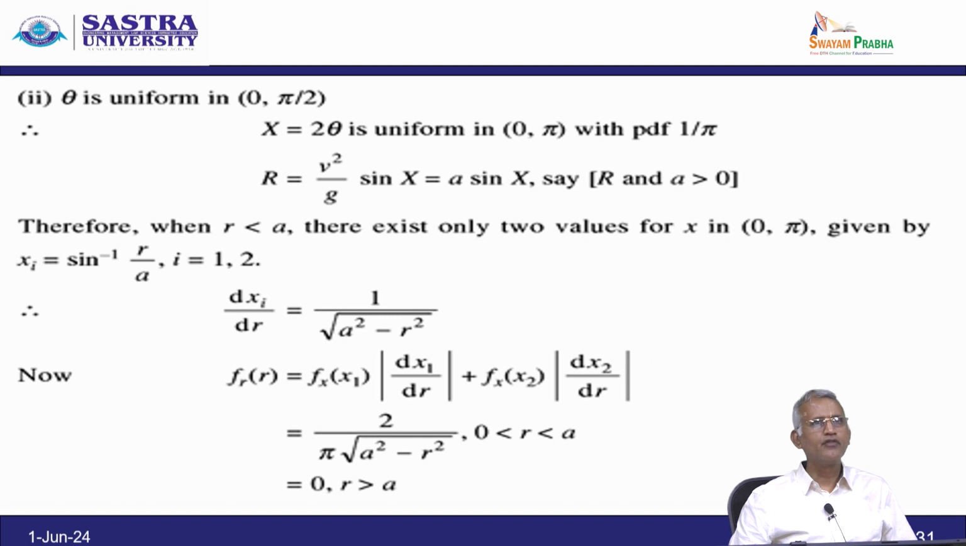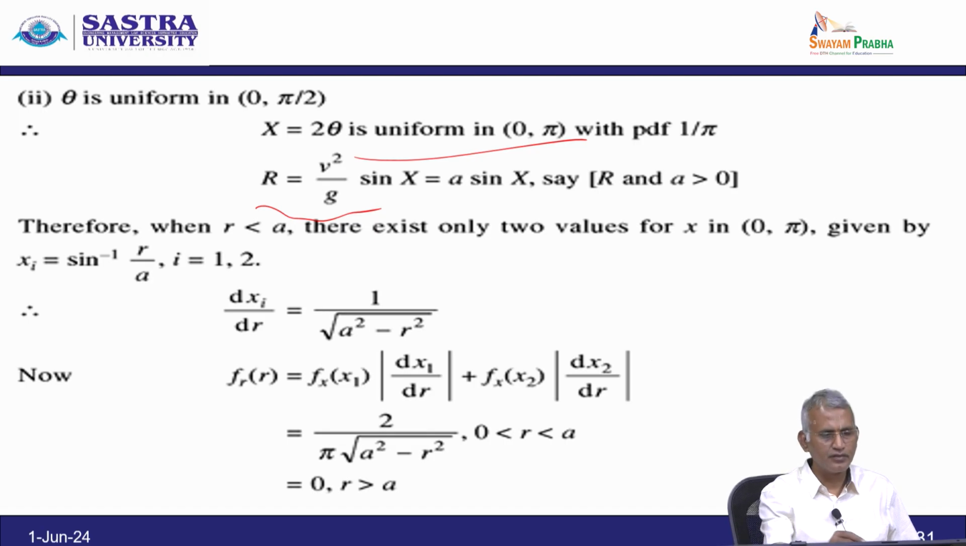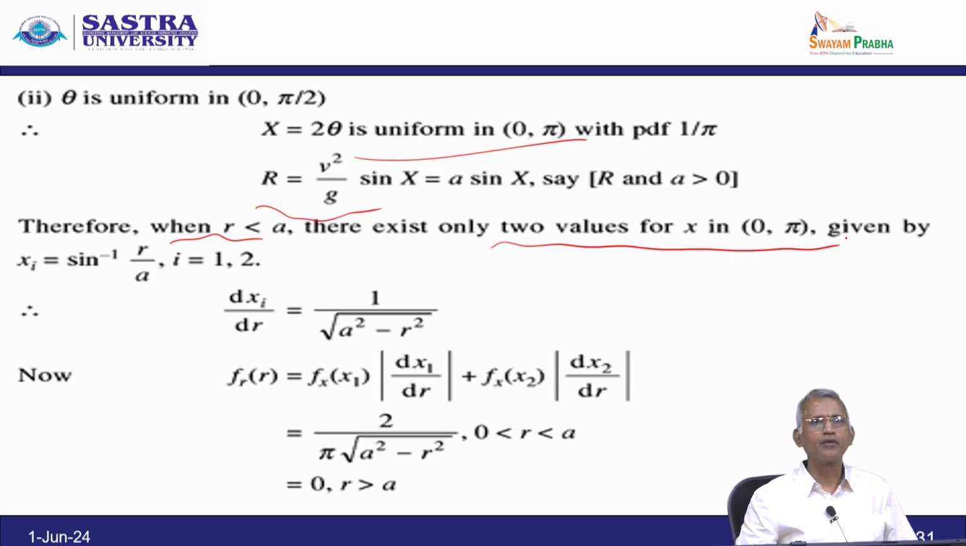If theta is uniform in the interval 0 comma 2 pi by 2, then x equal to 2 theta is uniform in the interval 0 comma pi, with the probability density function 1 by pi. When r equals v square by g of sin x, equal to a sin x, since r and a are positive, if r is less than a, there exist only two values of x in 0 comma pi, given by xi equal to sin inverse of r by a, where i equals 1, 2.